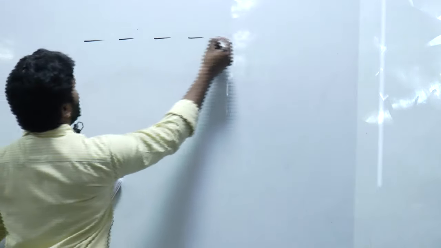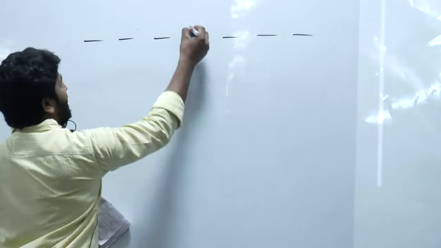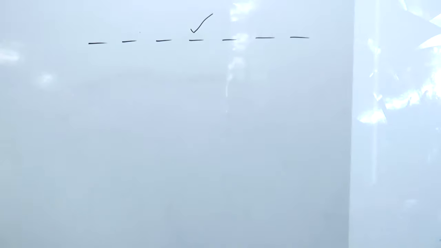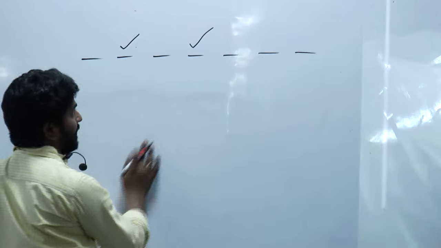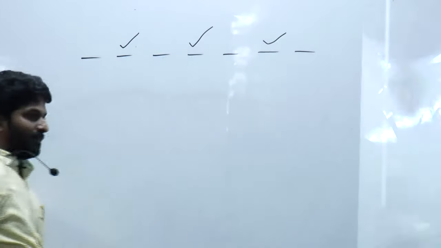1, 2, 3, 4, 5, 6, 7. The middle should be occupied always. And what is the other condition? No 2 persons should sit consecutively. In the sense, we should have some gap. 1 person can sit here, another person can sit here. How many combinations? This is one combination.